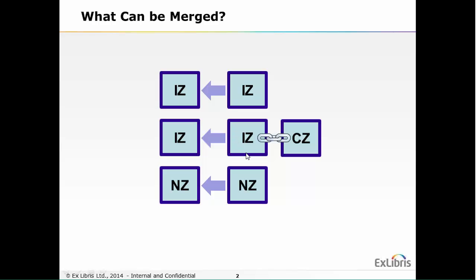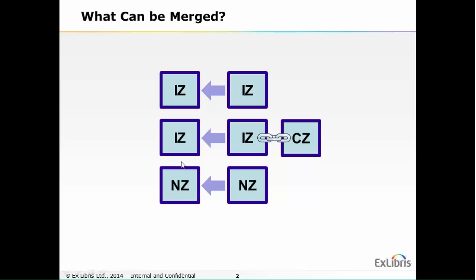Another option is an institution zone record that's linked to a community zone record can be merged with an institution zone record. Note that the preferred record is the regular institution zone record. And in this case, the non-preferred record will be unlinked from the community zone record and deleted or suppressed or whatever you've chosen to do.